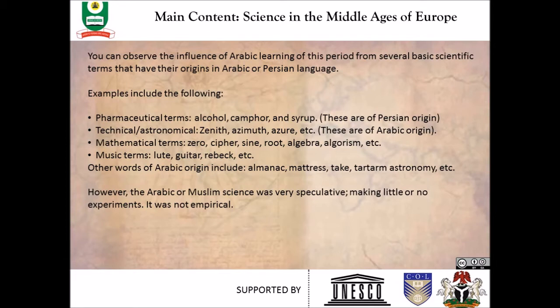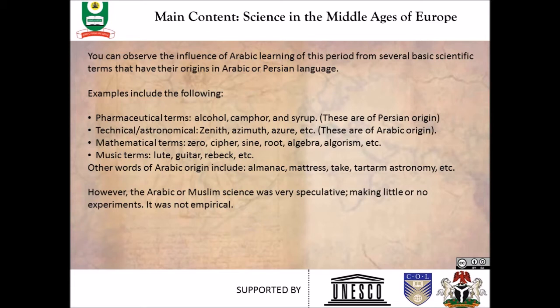Examples include the following: pharmaceutical terms like alcohol, camphor, and syrup. These are of Persian origin. Technical and astronomical terms like zenith, azimuth, azure, etc. These are of Arabic origin. Mathematical terms like zero, cipher, sine, root, algebra, algorithm, etc. Music terms like flute, guitar, rebec, etc. Other words of Arabic origin include almanac, mattress, tick, tartan, astronomy, etc.